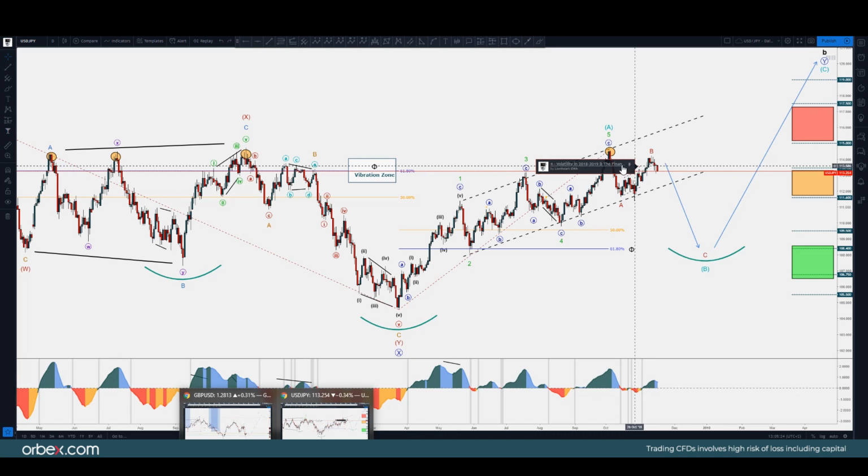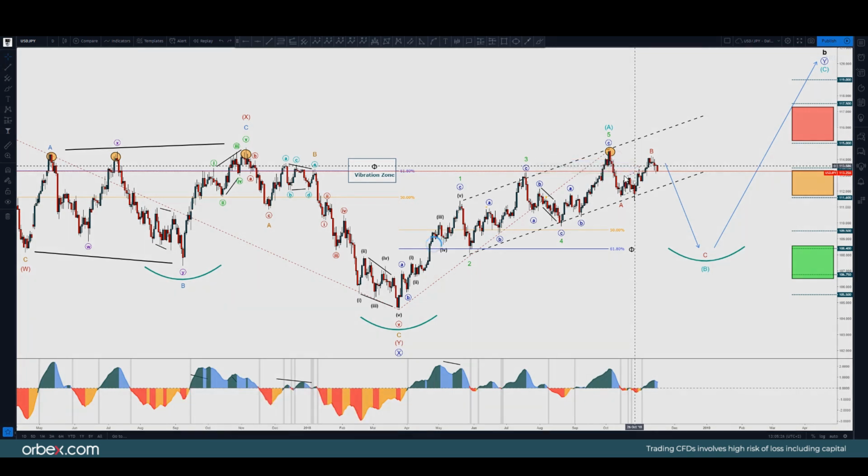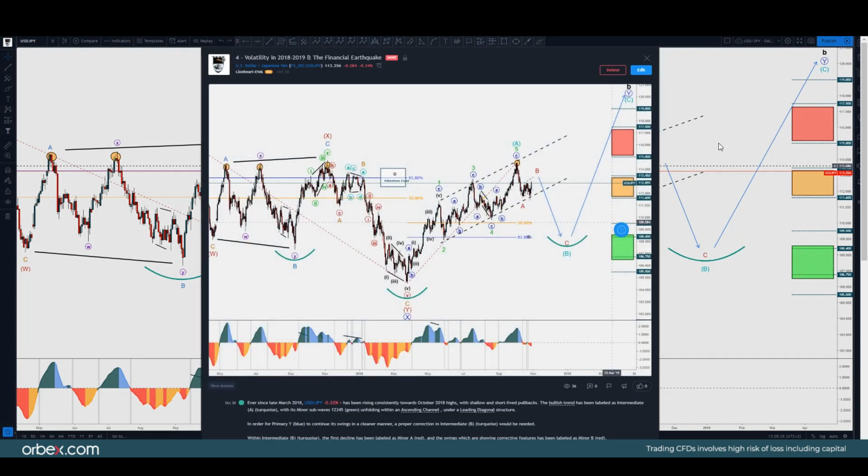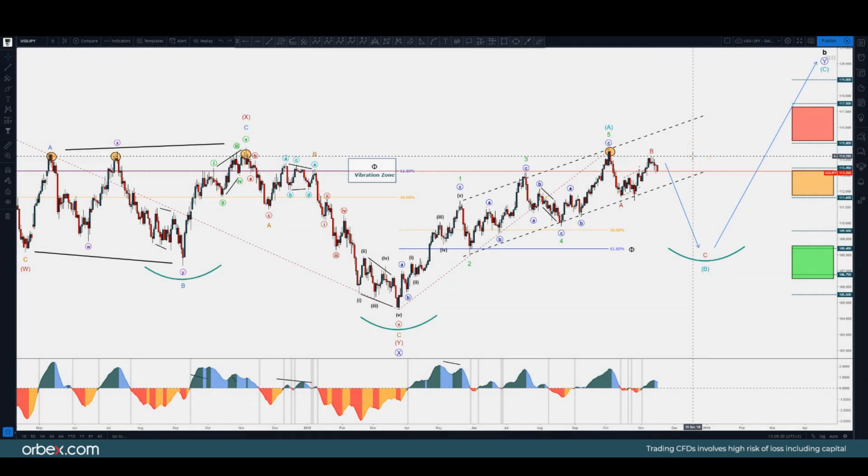So yeah, you guys could actually see I was bearish on this one right there. Also in the Q4 report, which was basically done by yours truly for Orbex live account holders. Yeah, well, actually all clients.